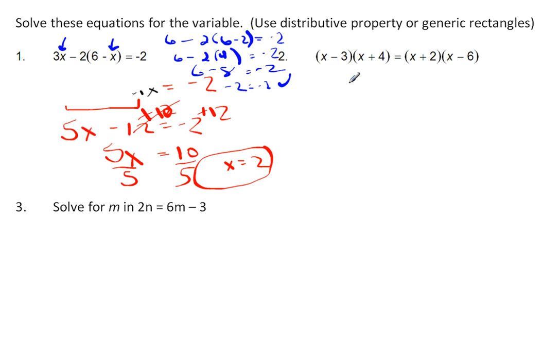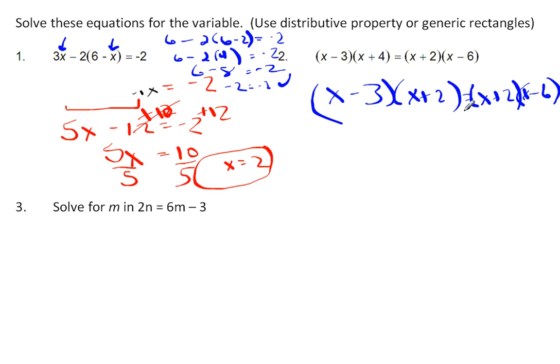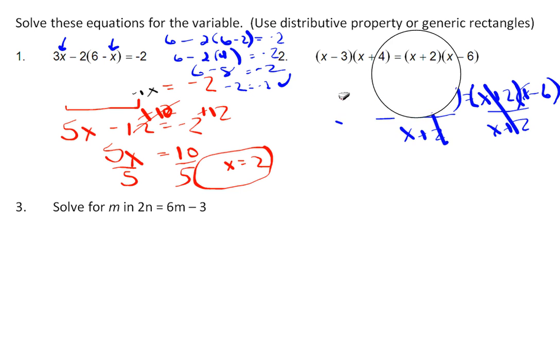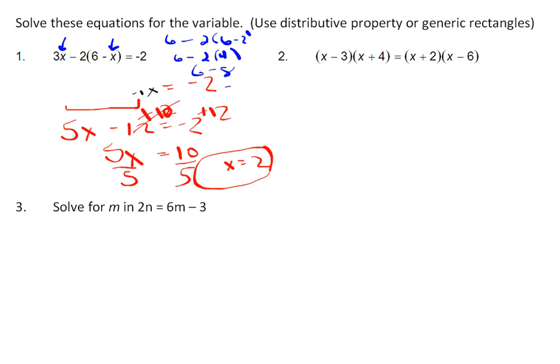Next one, if by chance you have something like this, I'm going to change the problem slightly here. Let's pretend this was x plus 2 equals x plus 2 and an x minus 6. We happen to have the same thing on both sides. You could divide by this x plus 2 right away on either side and cancel. Now this problem is not going to be that nice, so we're just going to take the time and effort to actually multiply this all out.